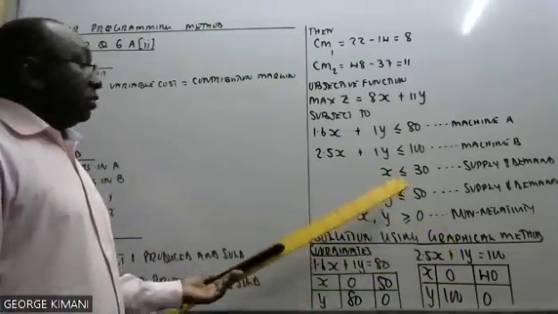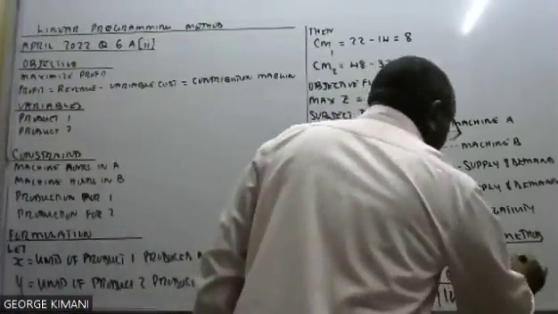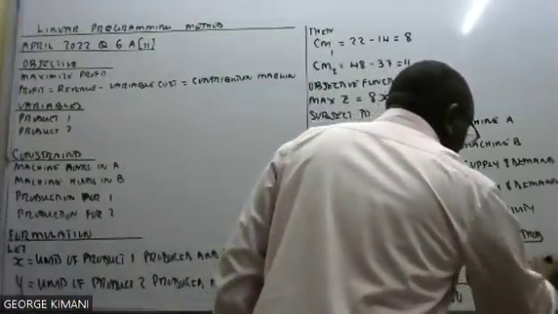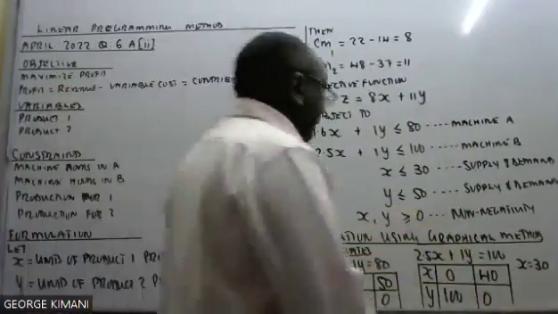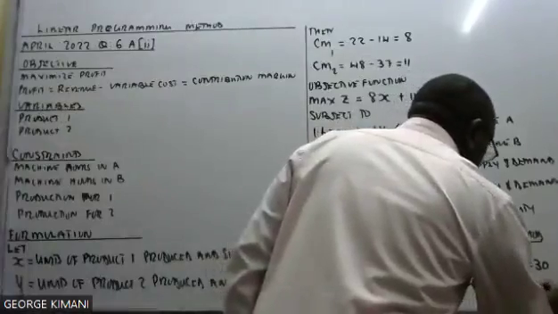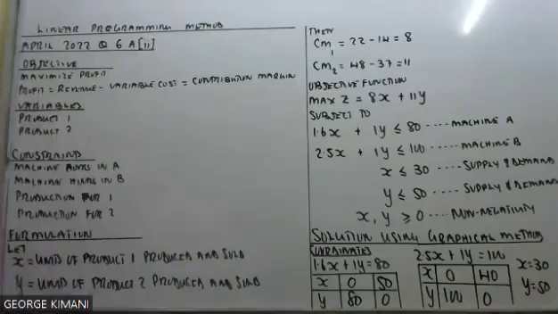Coming to this one, this means x is equal to 30. X is 30. And for this one, y is 50. Y is 50.